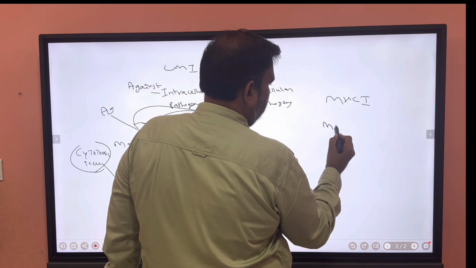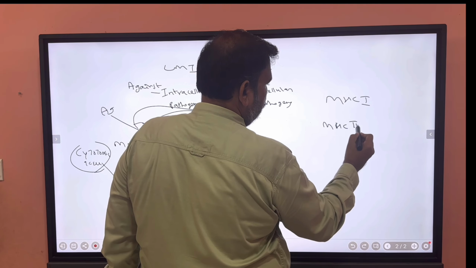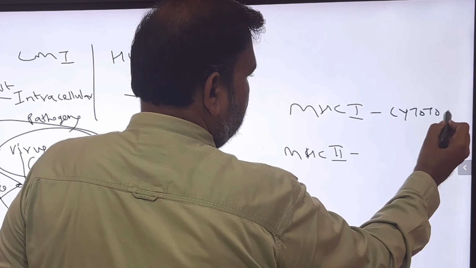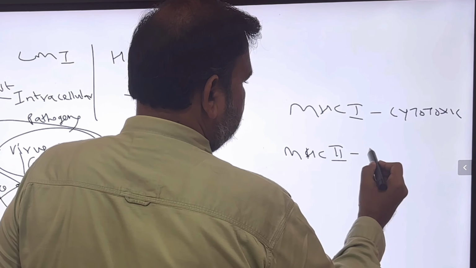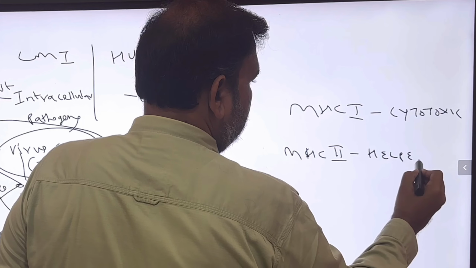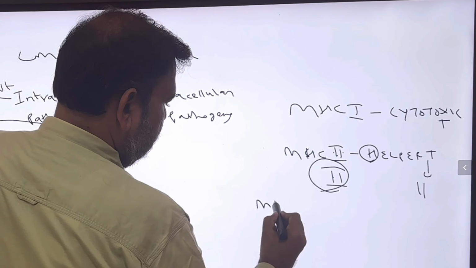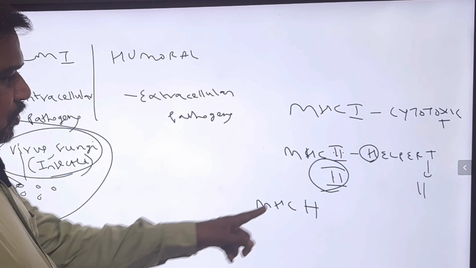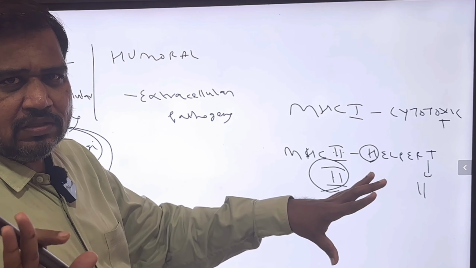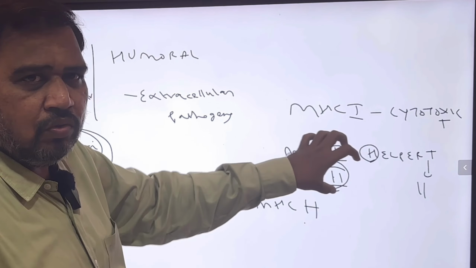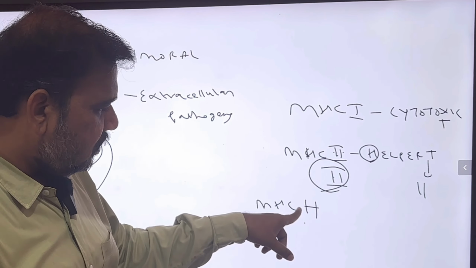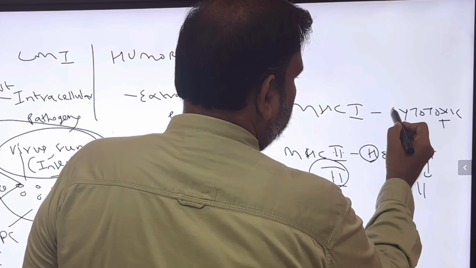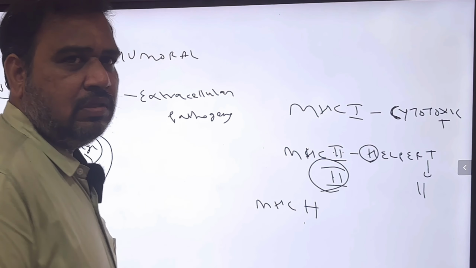MHC1, MHC2. How to remember? MHC1 is for cytotoxic T cell, killer cells. MHC2 is for helper T cell. MHC2, H. So from 2 I can make H, from 1 I cannot make H. For remembering I am telling. So MHC2, major histocompatibility complex type 2, is for helper T cell, H for helper. MHC1 is for cytotoxic T cell, you can note it down.